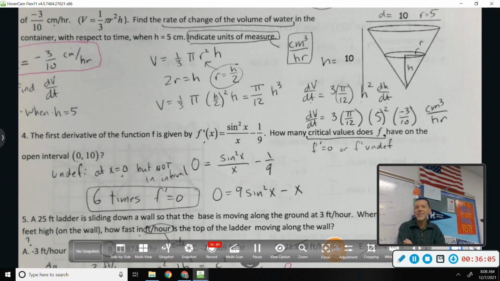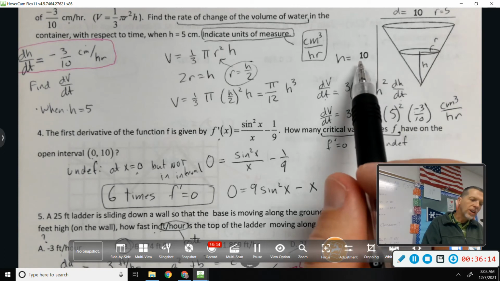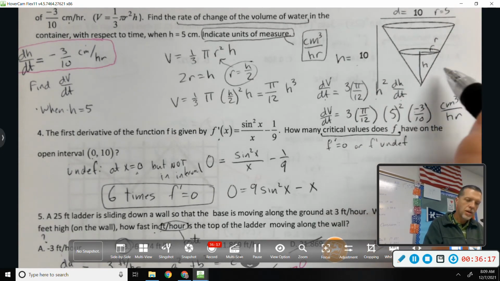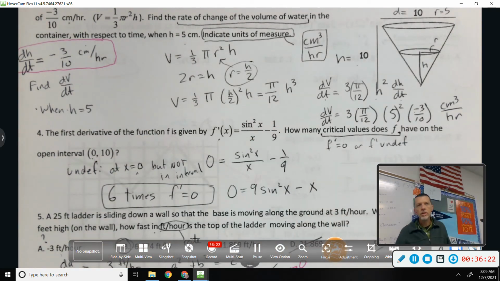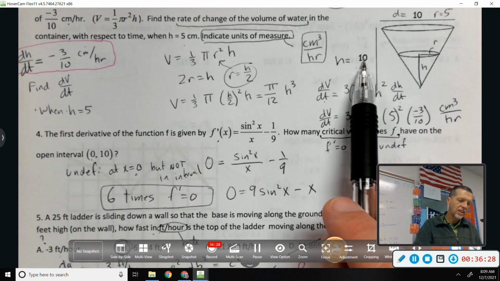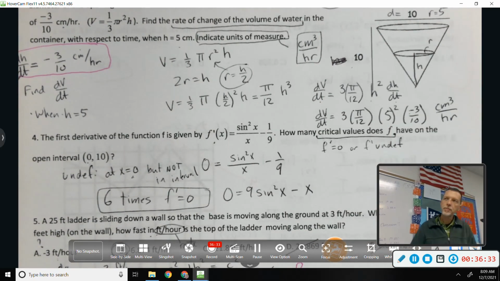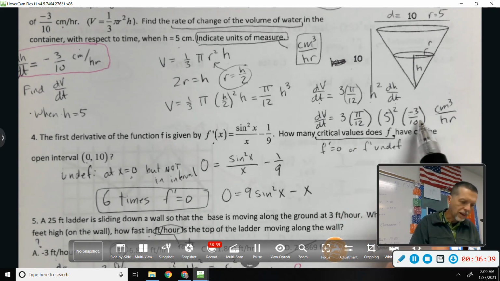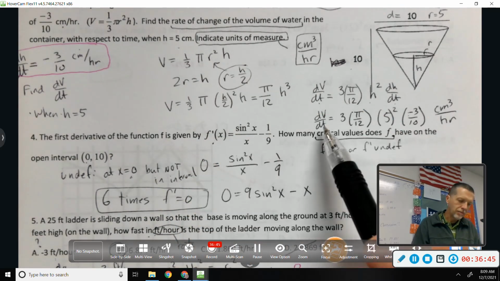Is H... Okay, so be careful. H is 10 for the container, but the level of water is 5 because it's falling. So that's a good question, and maybe I shouldn't have labeled that H equals 10. Maybe that's why they didn't label it H equals 10, because H is the height of the water. Let's see, dv dt would be negative. Let's see if that makes sense. Oh yeah, if water's evaporating, then we got less water. So yes, I believe that.